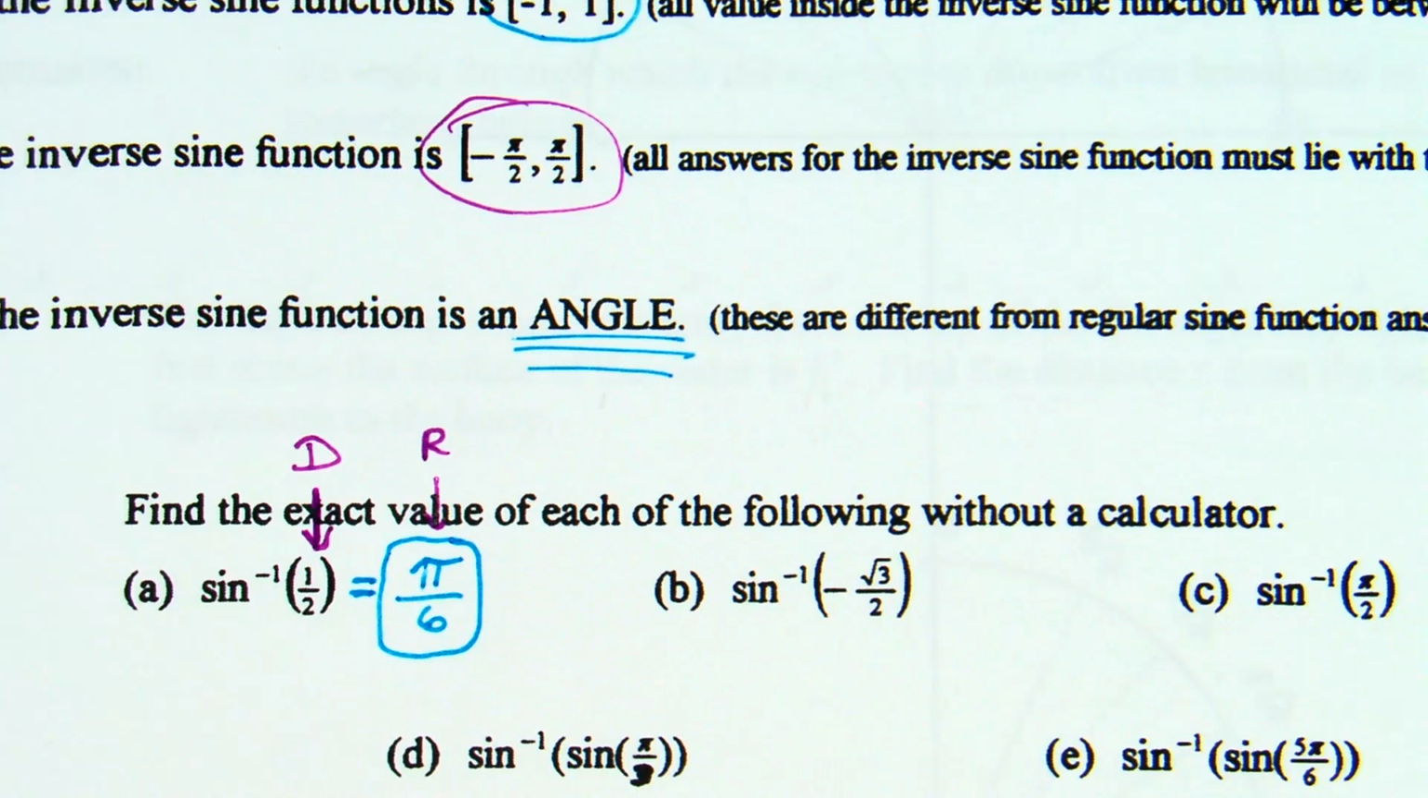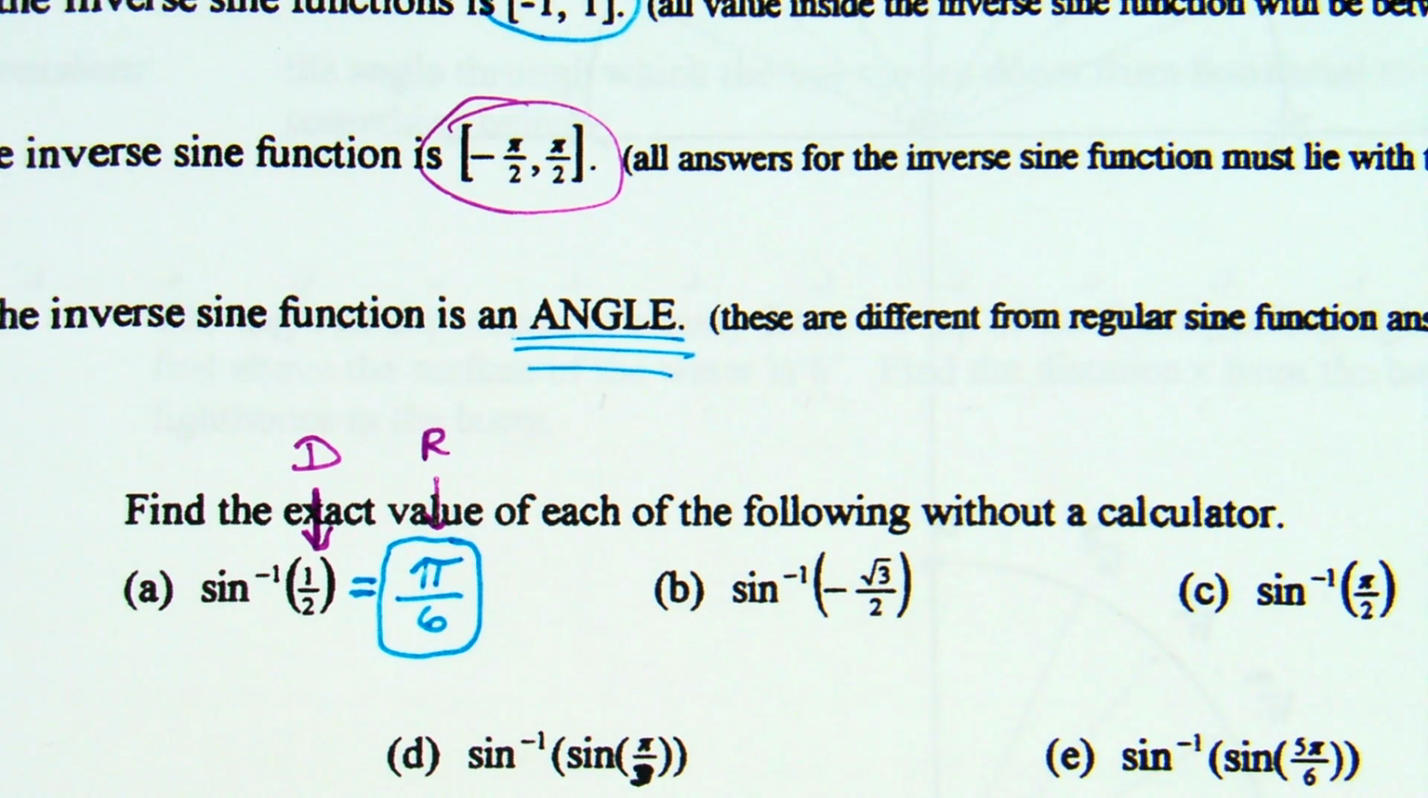Sine inverse of negative square root of 3 over 2. What'd you say? I technically have to say no. Meaning, you're on the right track, however, you put that answer down, I have to count it wrong. His answer was 5 pi over 3. If you look, is 5 pi over 3 in my range?